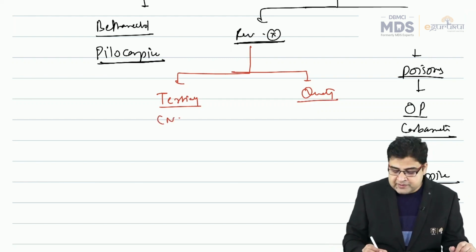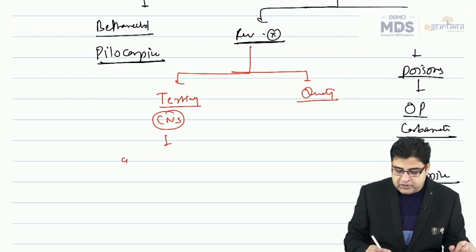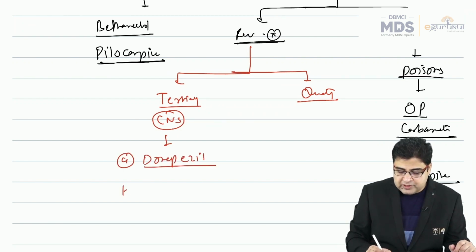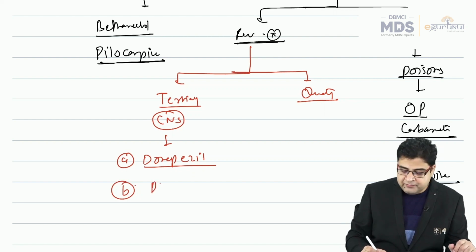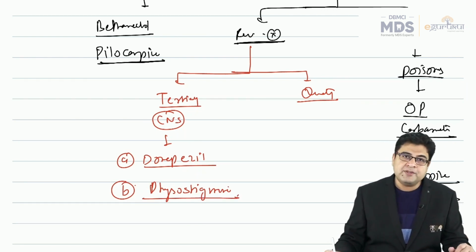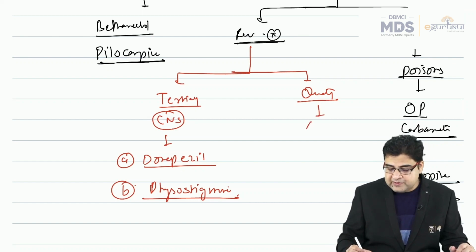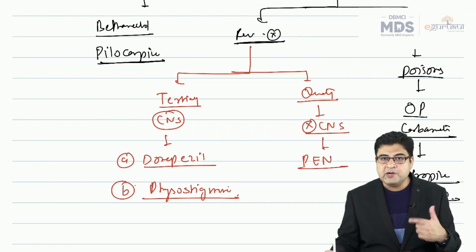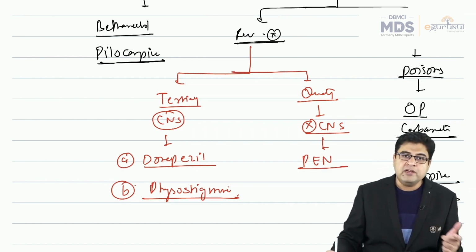Tertiary medicines are given for CNS problems. For example, we discussed donepezil, which is the drug of choice for Alzheimer's disease. Second, we discussed physostigmine, which is the drug of choice for atropine poisoning, datura poisoning. Quaternary drugs will not act on the central nervous system, and these medicines are 3 in number: pyridostigmine, edrophonium and neostigmine.